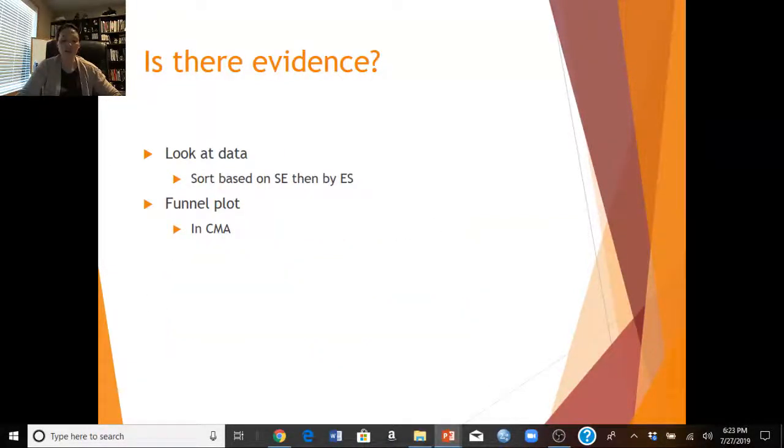So is there evidence? The first thing that we're going to do is we're going to look at the data, and we're actually going to sort our data based on the standard error. And then once we're looking at the standard error, we're going to look for any patterns that are evident as to how the standard error relates to the effect size. So we're just going to look for patterns in the data, and then we're going to look at a funnel plot in CMA.